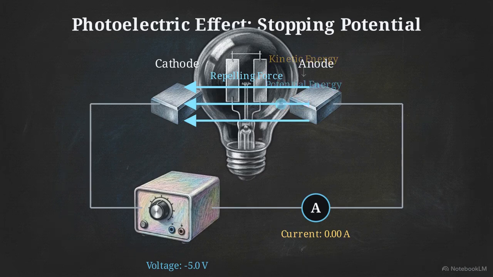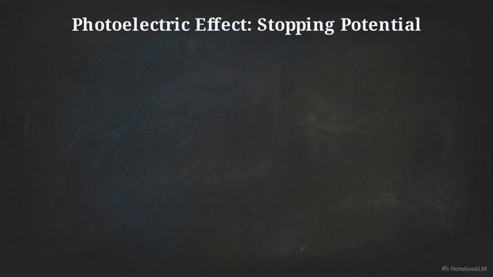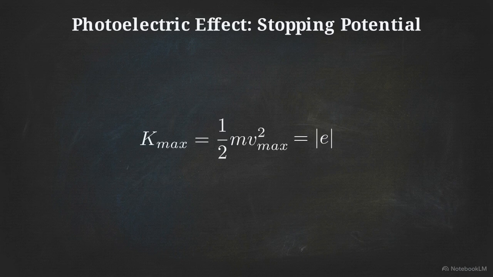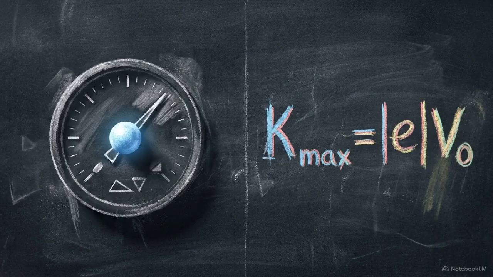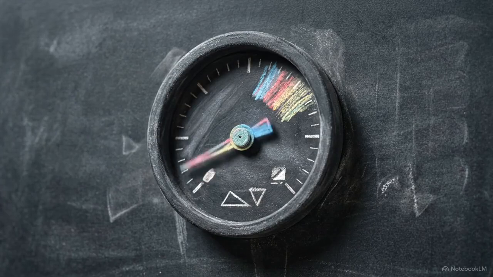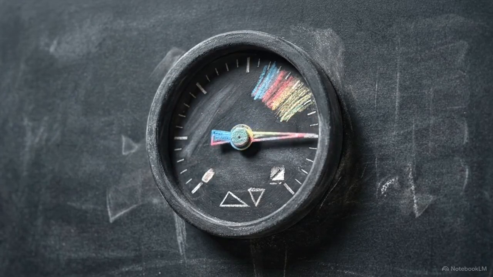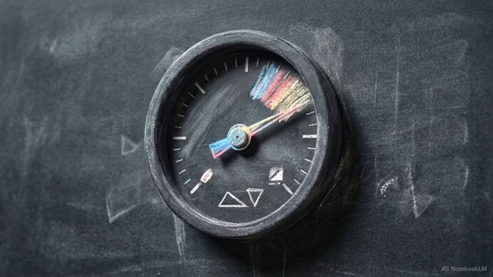At this exact moment, all of the electron's kinetic energy has been converted into electrical potential energy. We can write a strict energy conservation equation. The maximum kinetic energy of the electron equals the magnitude of its charge, e, multiplied by the stopping potential, V0. Because we already know the value of the elementary charge, reading the voltage on the dial gives us the total energy. We do not need to individually measure the mass or the velocity of the subatomic particle. The stopping potential provides a direct, macroscopic electrical readout of the precise subatomic kinetic energy of the ejected electrons.